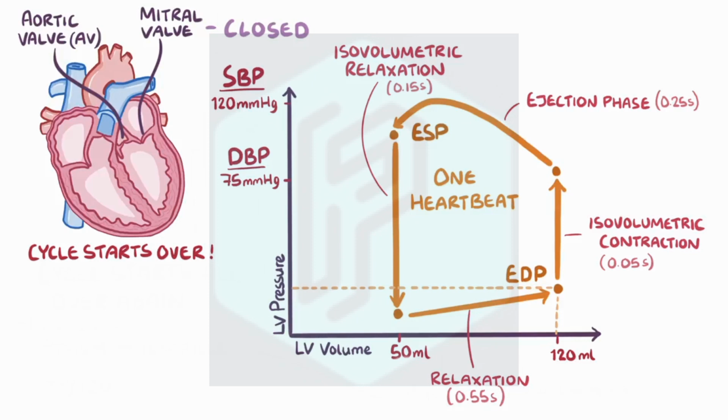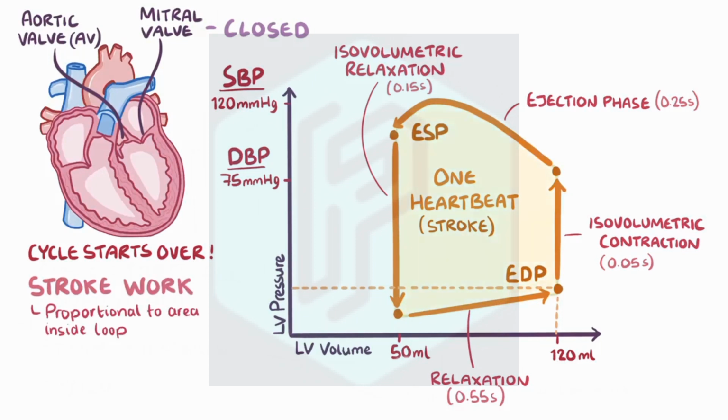And with every heartbeat, or stroke, the heart is doing work, and that's called stroke work, and it's proportional to the area inside the loop. In other words, the bigger the loop and the more area inside of it, the more stroke work our heart does.